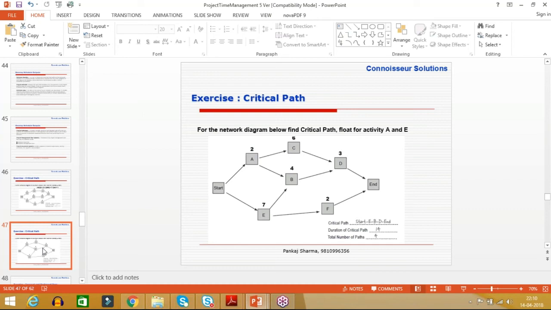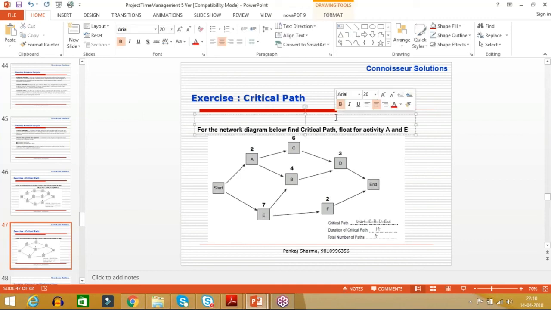So can I do it for you? Now let's start with the number of paths. One path is A, C, D. What is the length of this path? 11. Yes, 11.